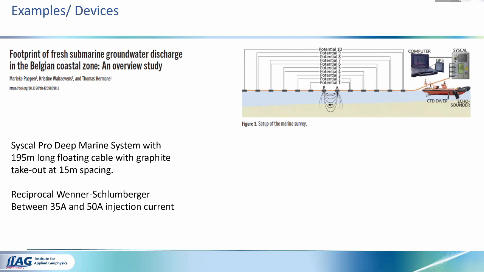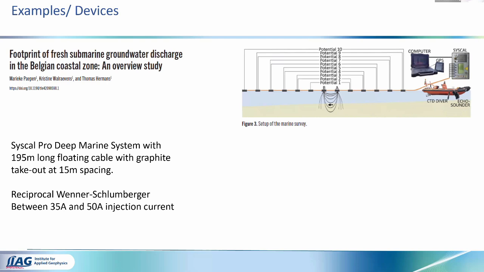That means you're getting kind of a sounding at every second that you do the measurement. In this case, they had a 195 meter long floating cable with 10 meter spacing. So the spacing between A, B, and all these electrodes is always 15 meter. And that's also interesting to know: the injection current is quite high. We are talking about 35 to 50 ampere injection current.